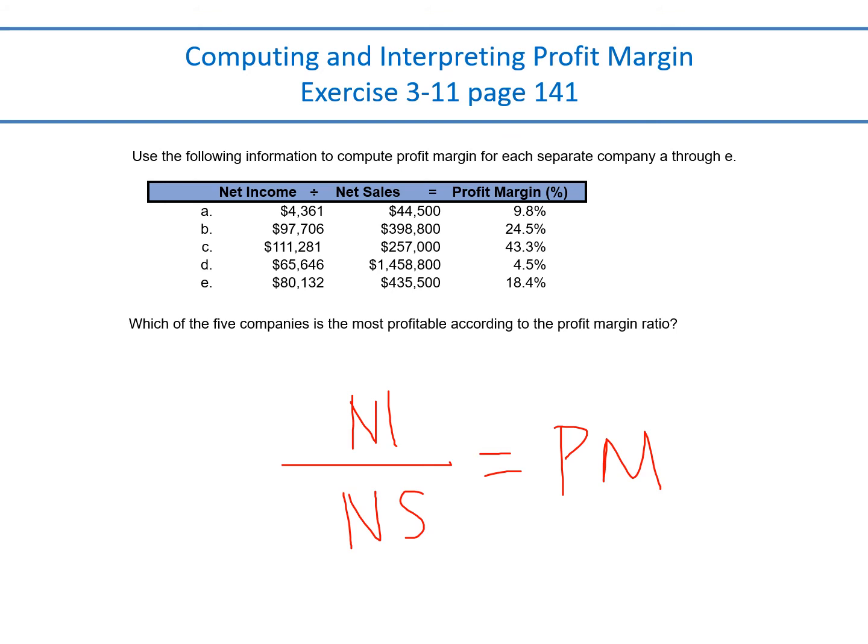And then what they're asking is which of the 5 companies is the most profitable according to the profit margin ratio. The higher the profit margin, the more profitable the company is, right? So in that case, it would be C.